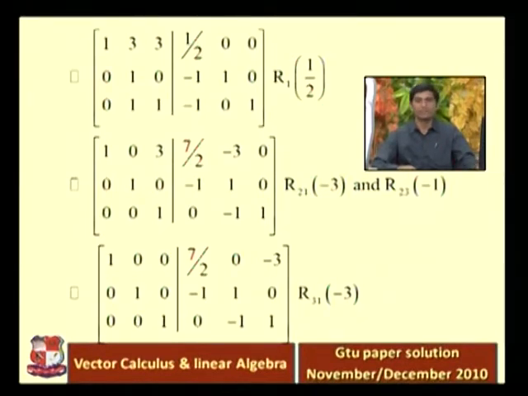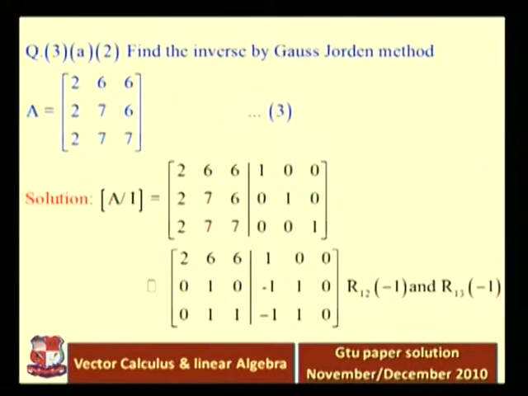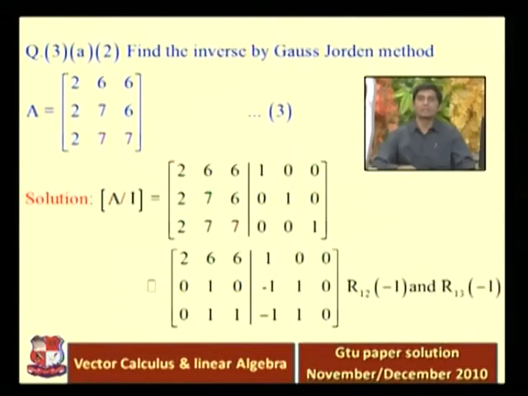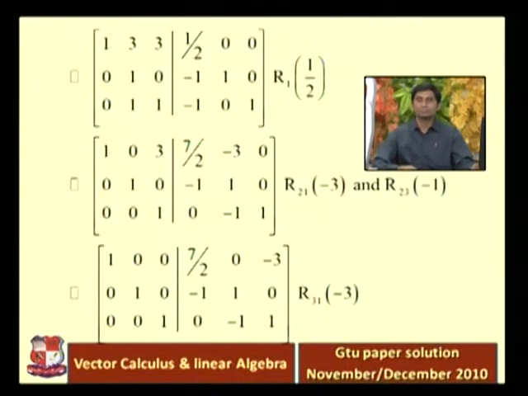Instead of this first row, we multiply the first row by 1/2, so 2 6 6 1 0 0 becomes 1 3 3, 2/2 = 1, 6/2 = 3, 6/2 = 3, 1/2, and 0 0. The second and third rows stay as they are: 0 1 0 -1 1 0, and 0 1 1 -1 0 1.